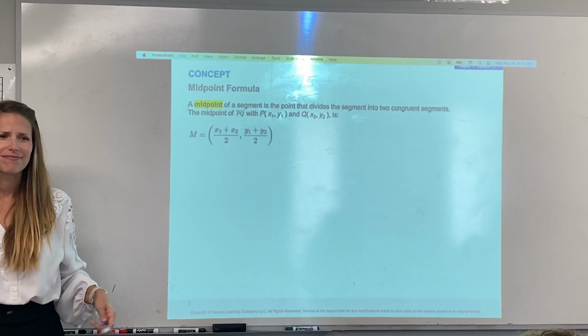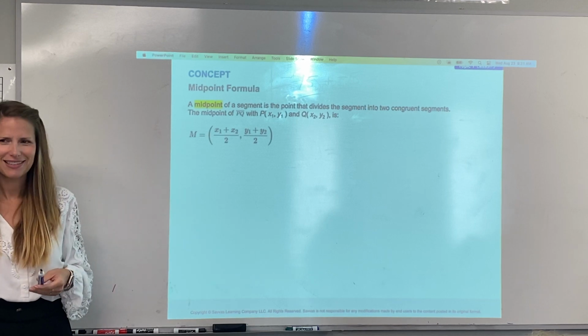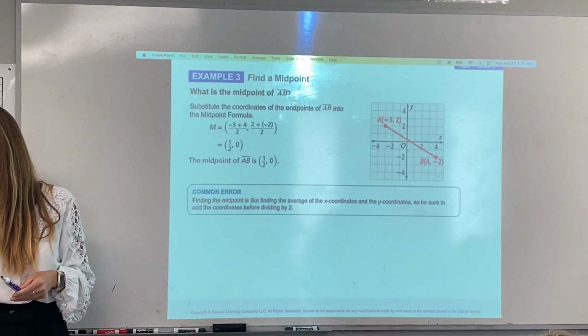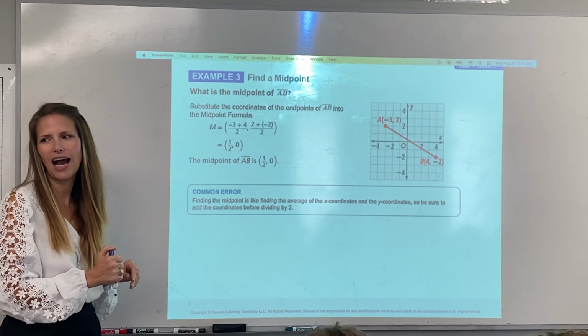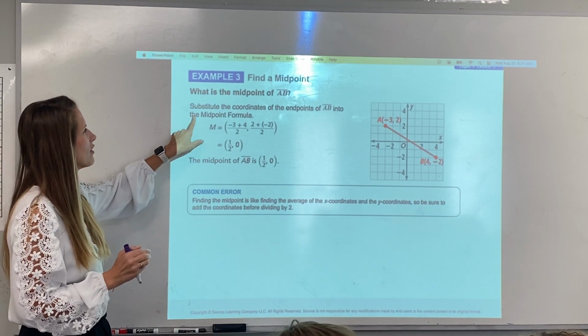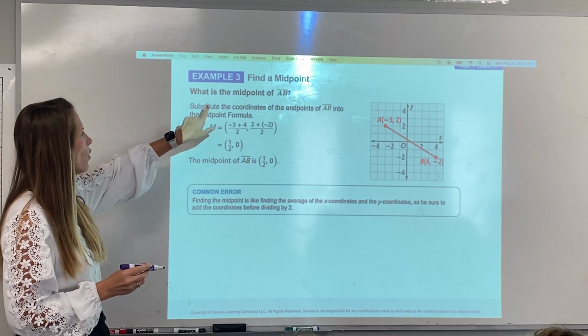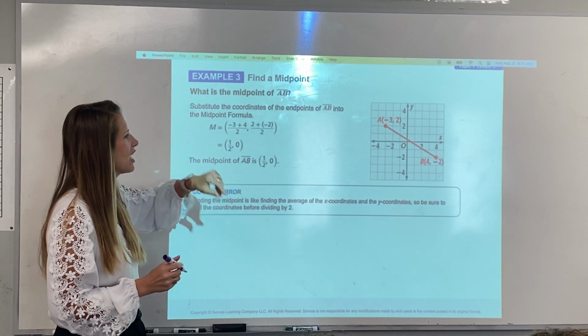And guess what? It's on your EOC reference sheet. What? Can we write on it? Yeah. Whoa. All right, so question 3. What is the midpoint of segment AB?